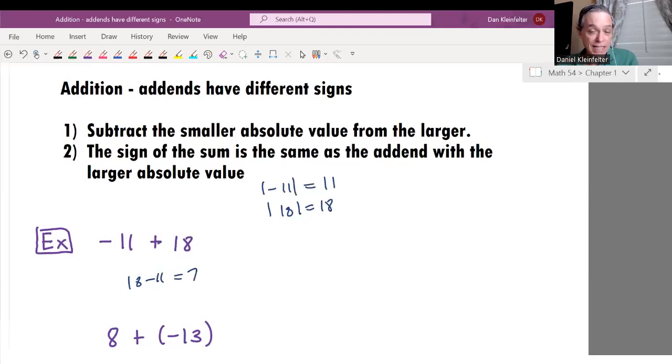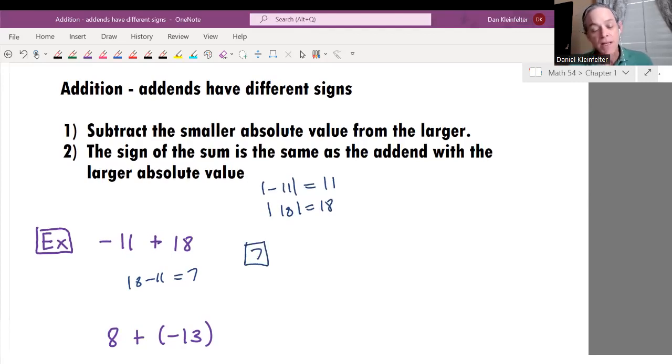Okay, and then that's the end of step 1. Step 2, the sign of the sum is the same as the addend with the larger absolute value. Here, the addend with the larger absolute value is 18, which is positive. So our final answer will be positive.